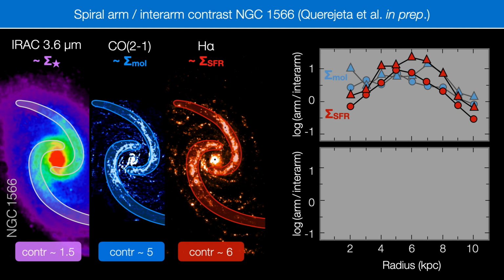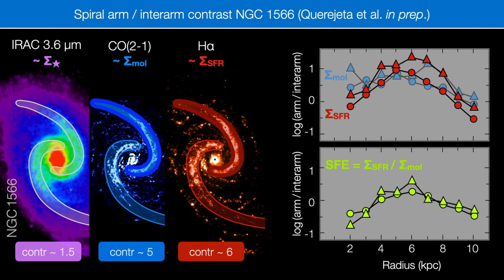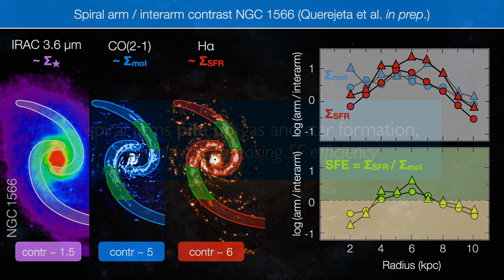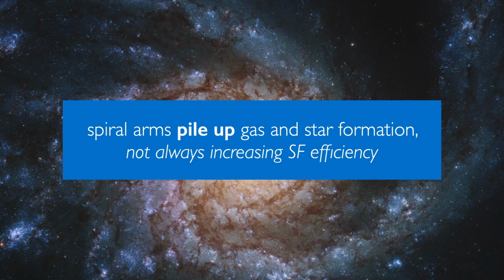If we take the ratio of the two, we can also see that star formation efficiency fluctuates for both arms, with values above 0 in log scale, implying positive contrasts, above 1 for a radius of 4 to 8 kiloparsec, roughly, whereas for the spiral positions closer to the center or further out, in fact, the interarm is more efficiently converting gas into stars than spiral arms. Therefore, spiral arms pile up gas and star formation, but definitely they do not always result in an enhanced star formation efficiency.